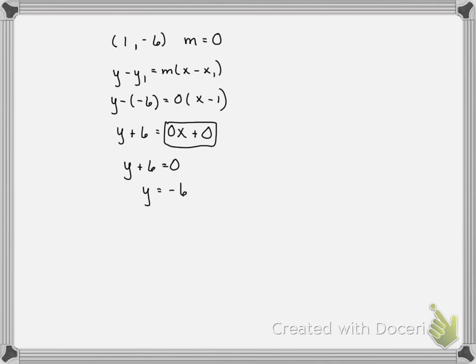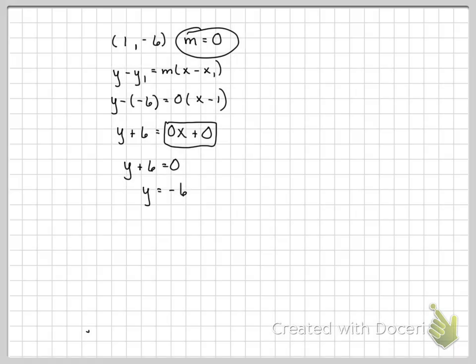Remember, that goes back to our horizontal lines being the ones that have a slope of 0. So y equals negative 6 is a line through the y coordinate negative 6, right like this. And that is horizontal through the y value of negative 6. And because it is perfectly horizontal, it has a 0 slope, and that is our equation. Okay?